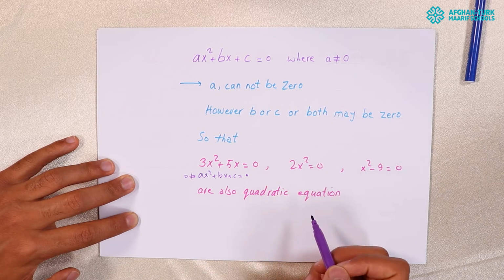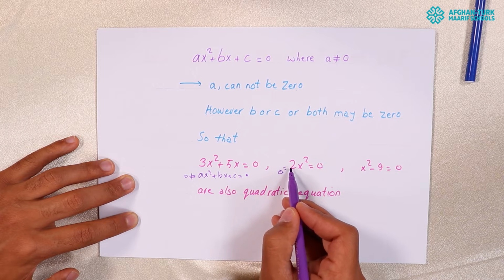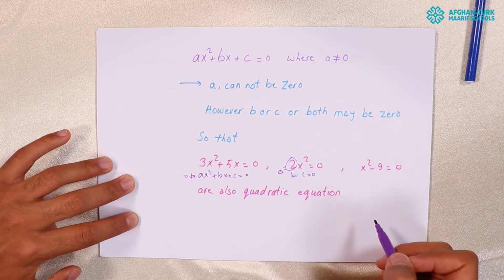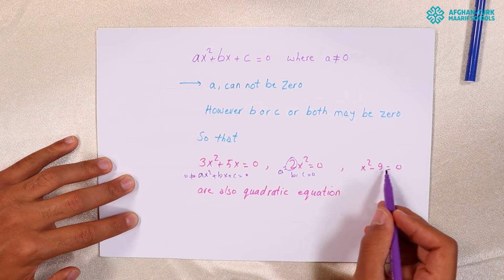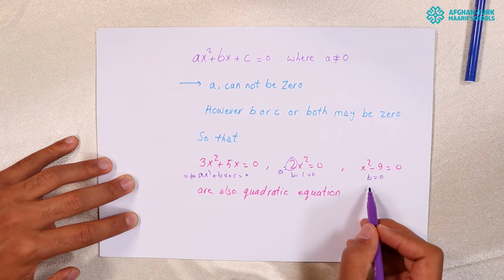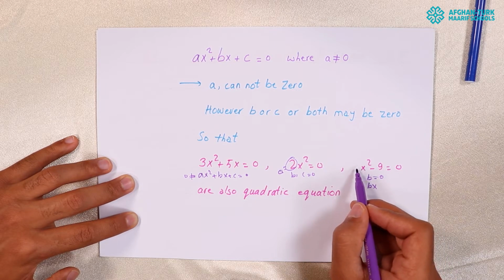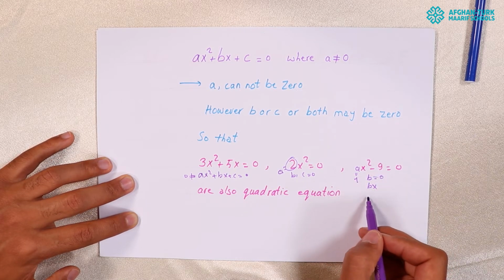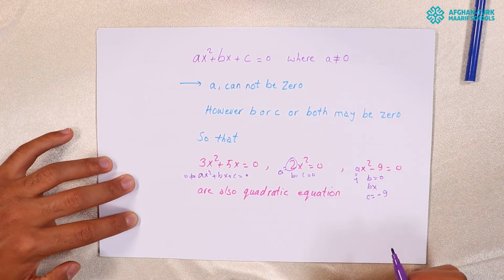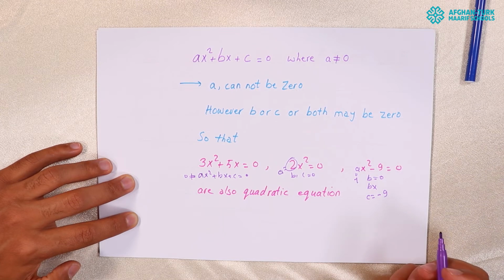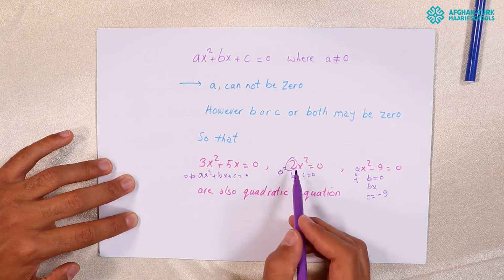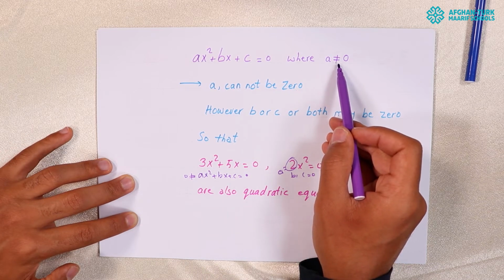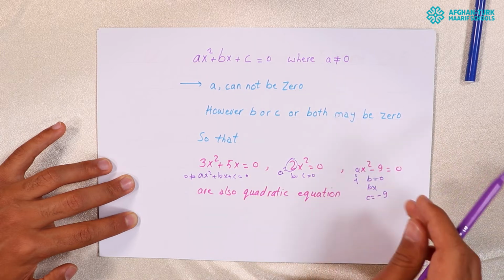Look, 2x squared is equal to 0. What's our a? A is equal to 2. But we don't have any b or c. B and c are equal to 0. X squared minus 9 is equal to 0. What is 0 in this equation? B is equal to 0 because we don't have any bx. Look, a is equal to 1 here. We don't have any bx, so b is equal to 0. And our c is minus 9. They are also quadratic equations. Doesn't matter if b or c is equal to 0. 2x squared is equal to 0 is also a quadratic equation. But a never equals 0. If it is 0, then it's not a quadratic equation.